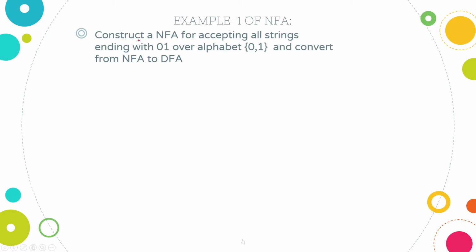First example, construct an NFA for accepting all strings ending with 0, 1 over the alphabet 0, 1 and then convert it from NFA to DFA. Alright. So we have to accept all the strings ending with 0, 1. Fine. It's very easy actually to construct an NFA for this.